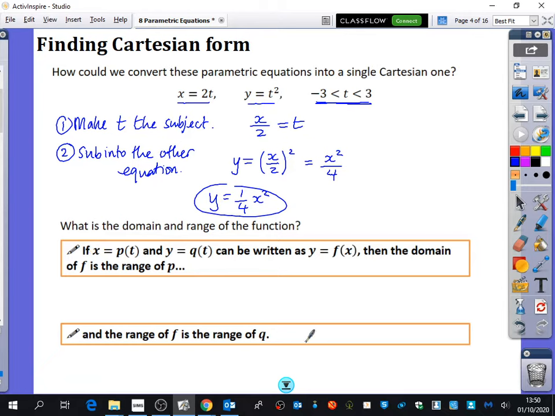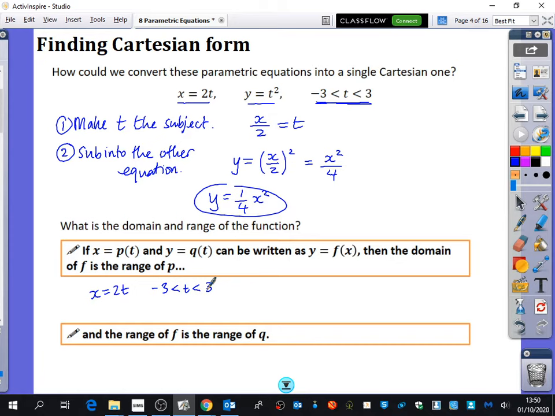Then the range of f is going to be the range of values that you can get here. Really what I should say, instead of saying range, is the outputs that you get from this will be the domain, the outputs you get from this will be the range. So let's have a look at what our first one is going to be for x. We're going to explore that x is equal to 2t and that t is in between -3 and 3.